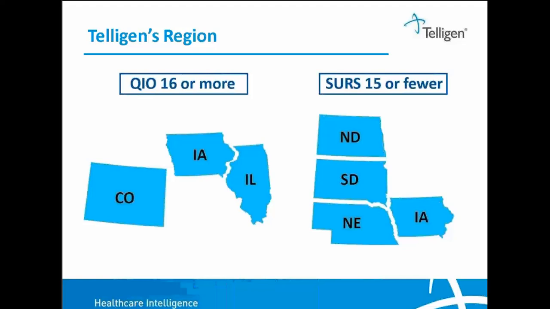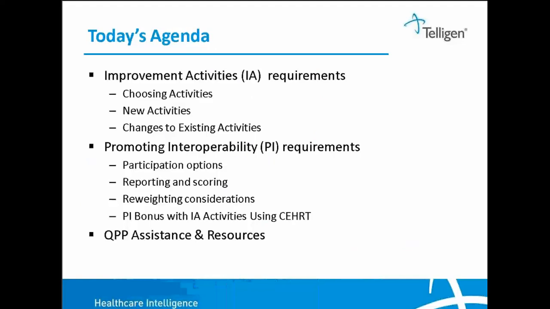I'll start with some general information about the Improvement Activities Performance category, followed by choosing activities, looking at new activities for this year that were not available last year, as well as changes to existing activities we wanted to draw your attention to for this year too. Then Sandy will provide some general information about the Promoting Interoperability Performance category, followed by more specifics on reporting, scoring, reweighting the PI score to the quality category score, how to score bonus points, and finally some tips to help you improve your score. We will also provide links to the updated Year 2 CMS Resources to help you.